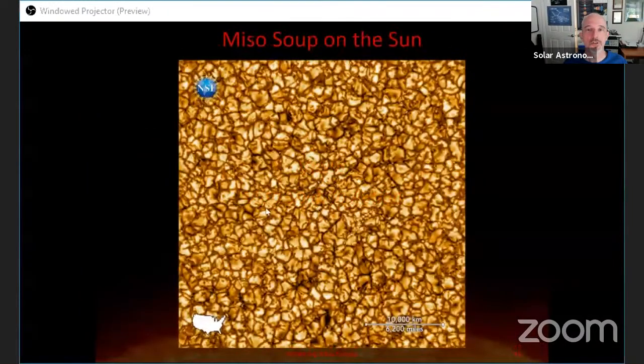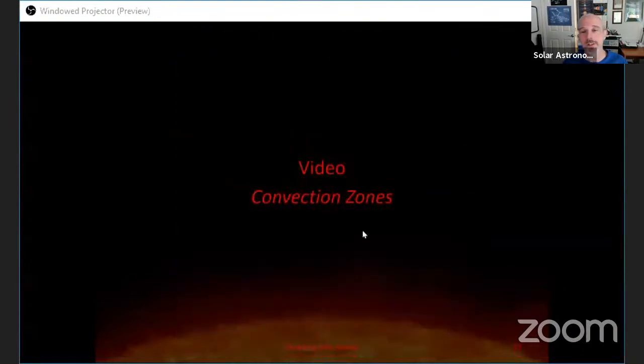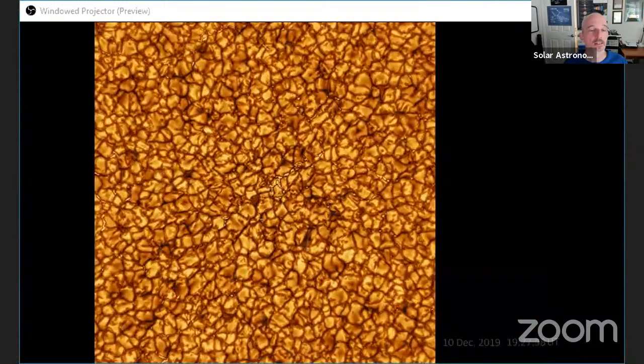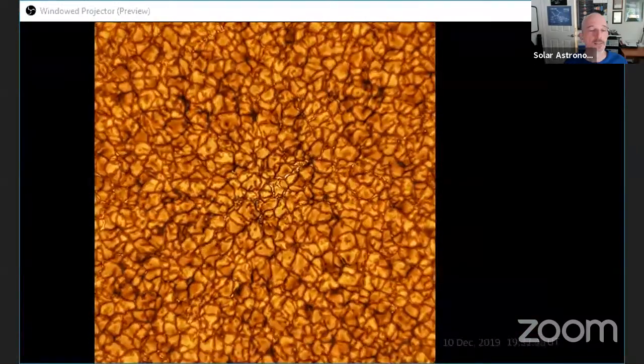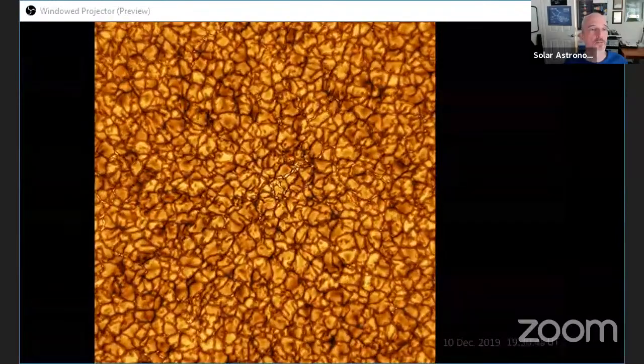Okay, so we just did the miso soup in action. Miso soup of the sun we had, right? And now, I'm sorry, I jumped ahead a little bit. Actually, the convection zones I just showed you was this video. So I got ahead of myself a little bit, right? So here, these convection zones were these little, quote unquote, little guys doing their thing on the sun.